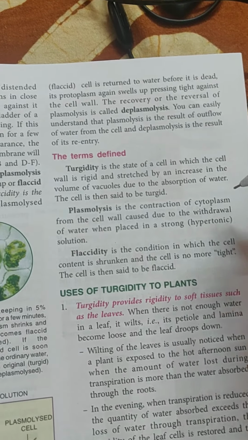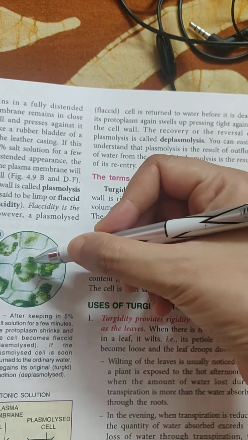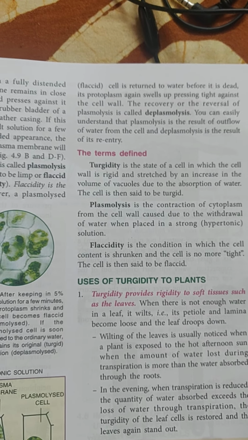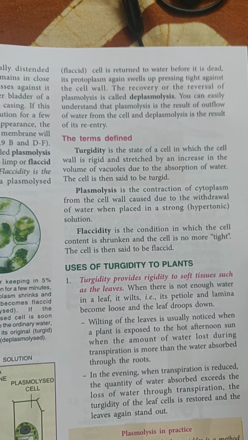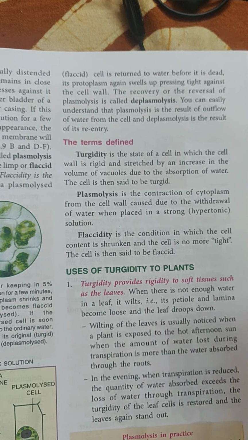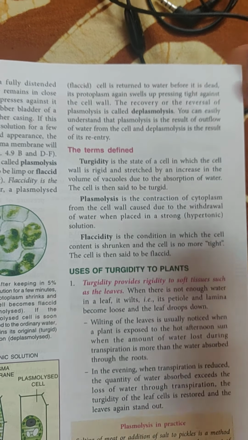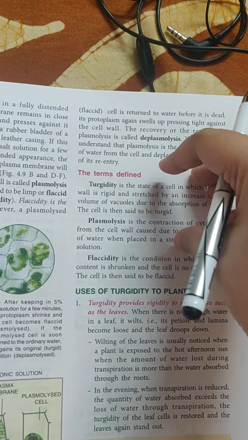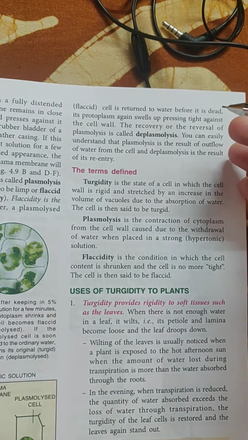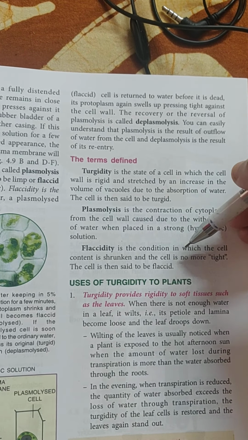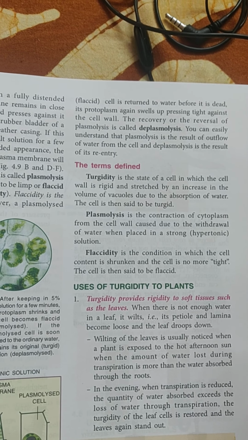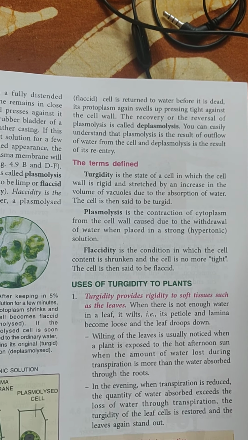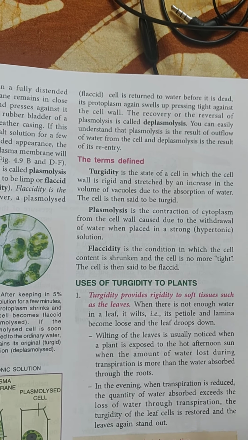Plasmolysis is the contraction of cytoplasm from the cell wall due to withdrawal of water when placed in strong hypertonic solution. From their normal condition to a hypertonic solution, when they are kept, this is seen. And flaccidity is the condition in which the cell content is shrunken and the cell is no more tight. The cell is then said to be flaccid.